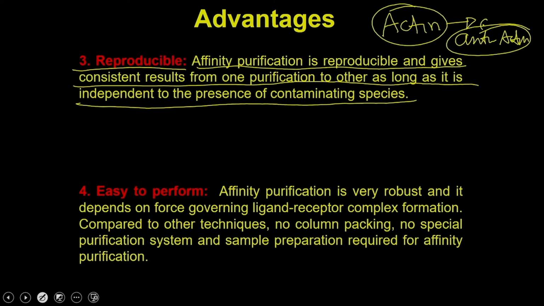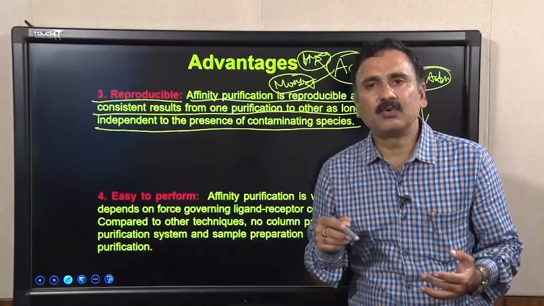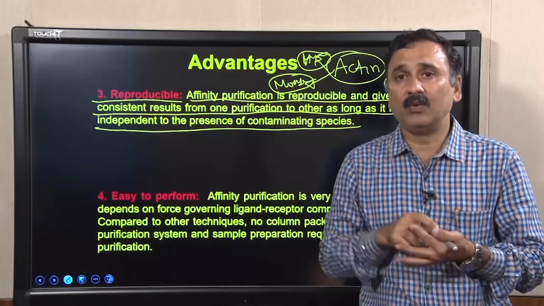as the receptor to purify the actin. So, what is meant by reproducible is that even if I am purifying the actin from the mouse or from the human, the process is going to remain the same, whereas you know that the contaminating proteins which are present in the mouse or in the human are going to be different.